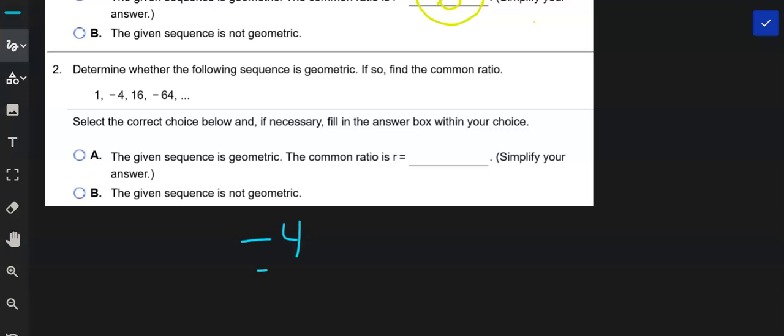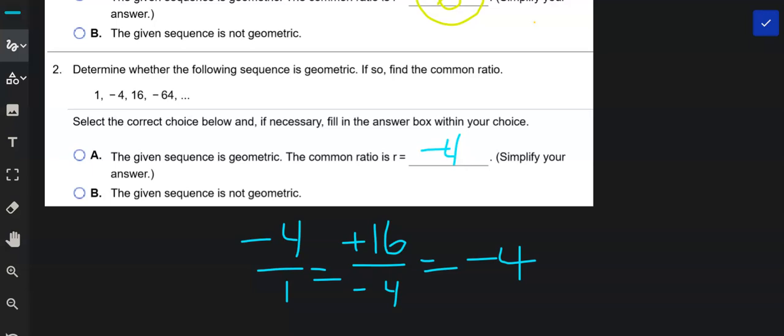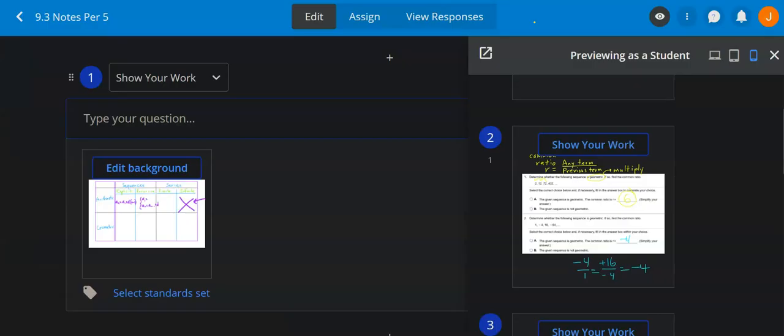If you just do a few of these just to double check. Oops, sorry, that should be positive 16 over negative 4. If you get the same number each time, you do have the common ratio, which we did get, negative 4. Moving on down the road.